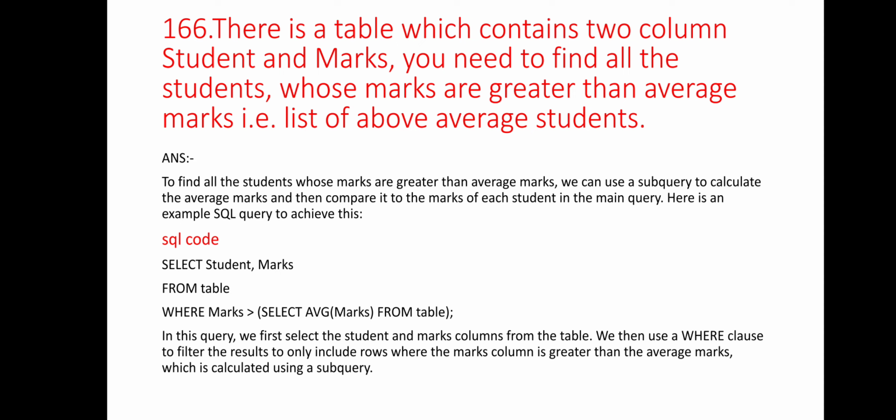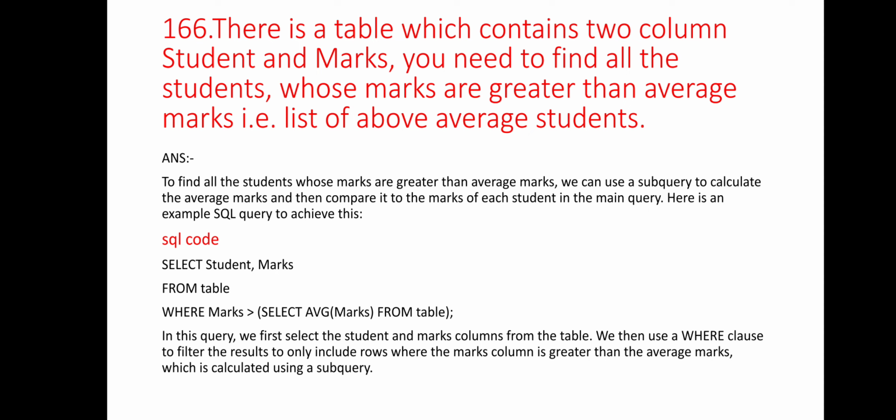To find all students whose marks are greater than average marks, we can use a subquery to calculate the average marks and then compare it to the marks of each student in the main query. Here is an example SQL query to achieve this. SELECT student, marks FROM table WHERE marks > (SELECT AVG(marks) FROM table). We use the average function to calculate the average of marks from the table.